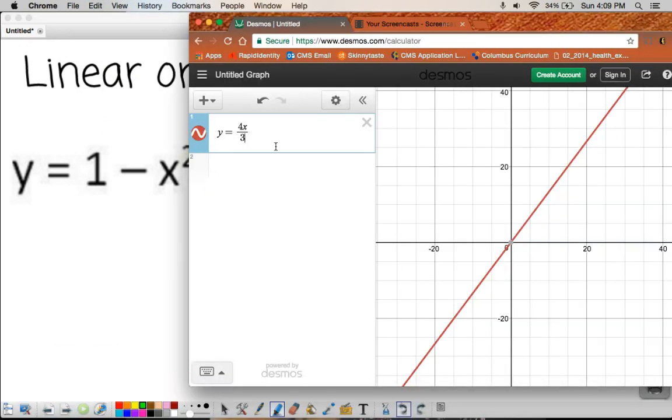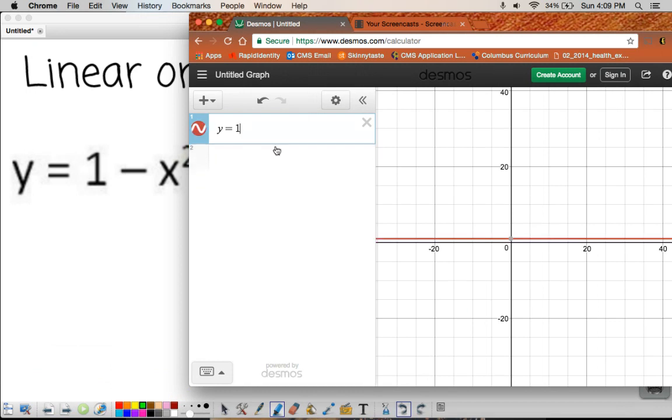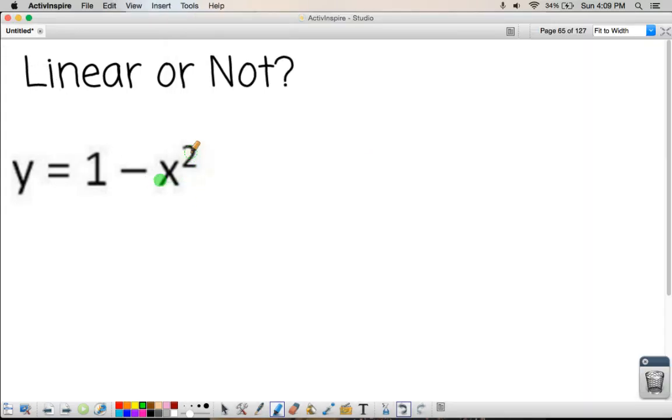Now this one, you have y equals 1 minus x squared. So if we graph it, we can see that it makes an arch, not linear. But also, if we're just looking at the equation itself, it doesn't follow our rules because it has an exponent. So this is not linear.